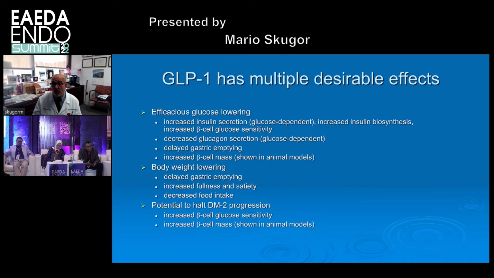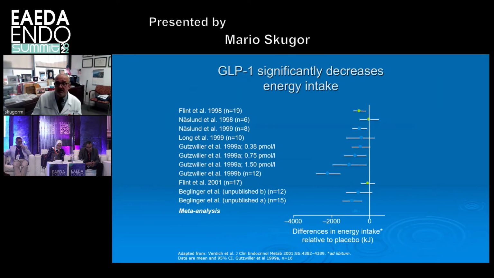There is body weight lowering. There is delayed gastric emptying, but it's also decreased appetite. There is an increased feeling of fullness and satiety. So we know that there is a central effect in the brain, and that leads to decreased food intake. And actually, this medication also has the potential to slow down or even stop the progression of type 2 diabetes. This has been shown in animal models, but not in humans yet.